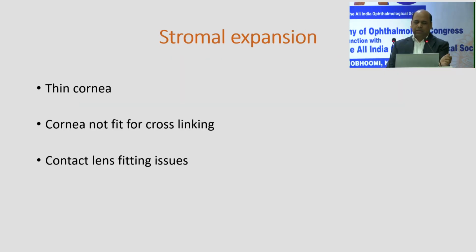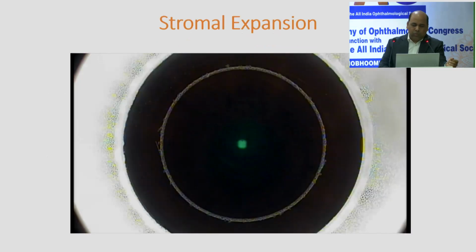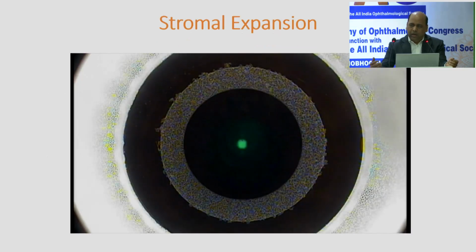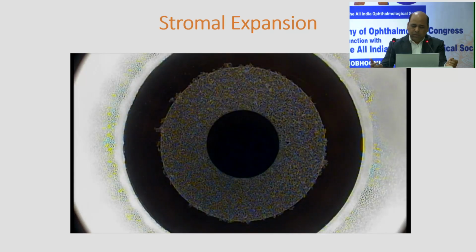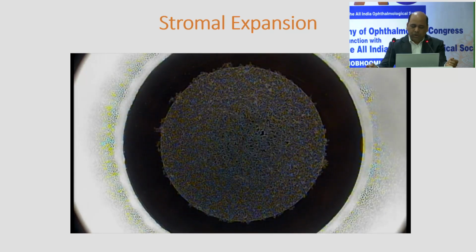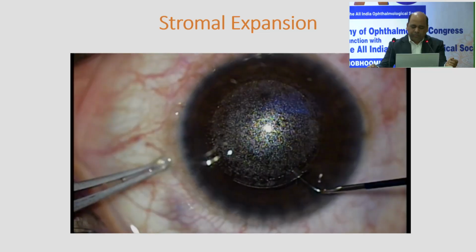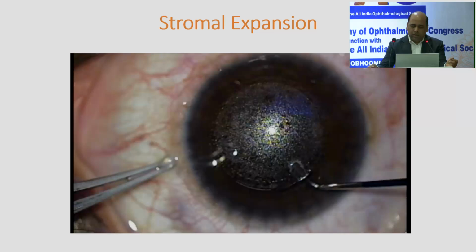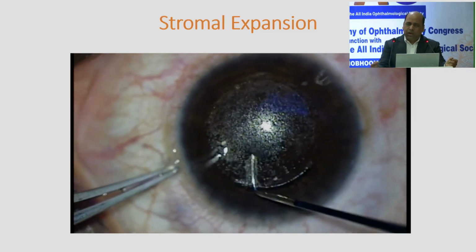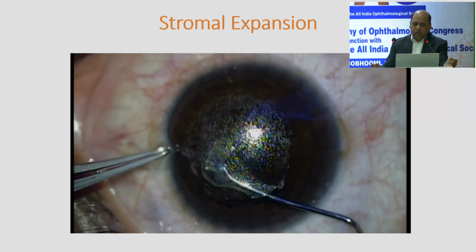Coming to the next procedure, that is stromal expansion. In keratoconus, the main problems are a thin cornea, problems in contact lens fitting, and a cornea not fit for cross-linking, so you cannot stop the progression. In such cases, stromal expansion is a wonderful technique by which you can tame all these three problems. This is a VisuMax machine on which you can do this procedure. It's similar to SMILE surgery. You have to create the lenticular pocket and remove the minimal stroma, at least 10 or 12 micron, because you have to remove something.